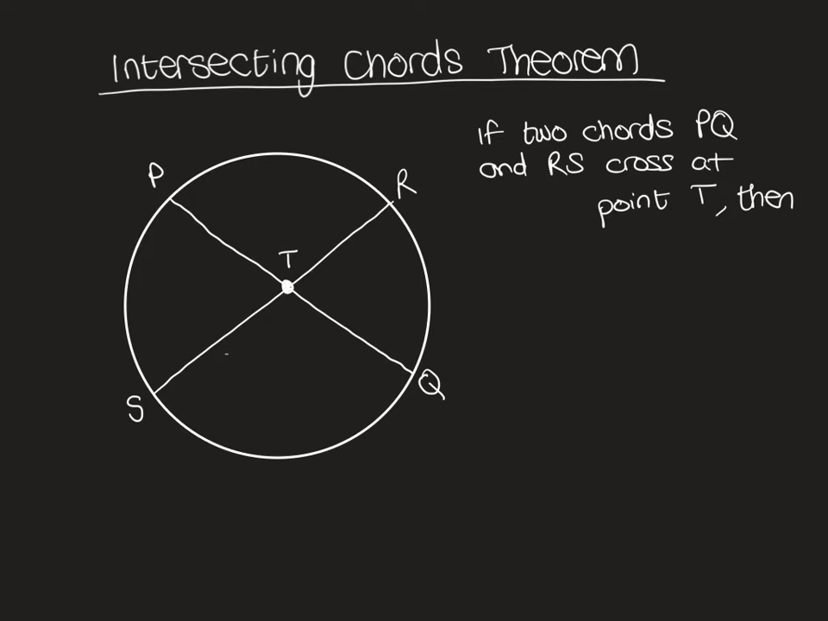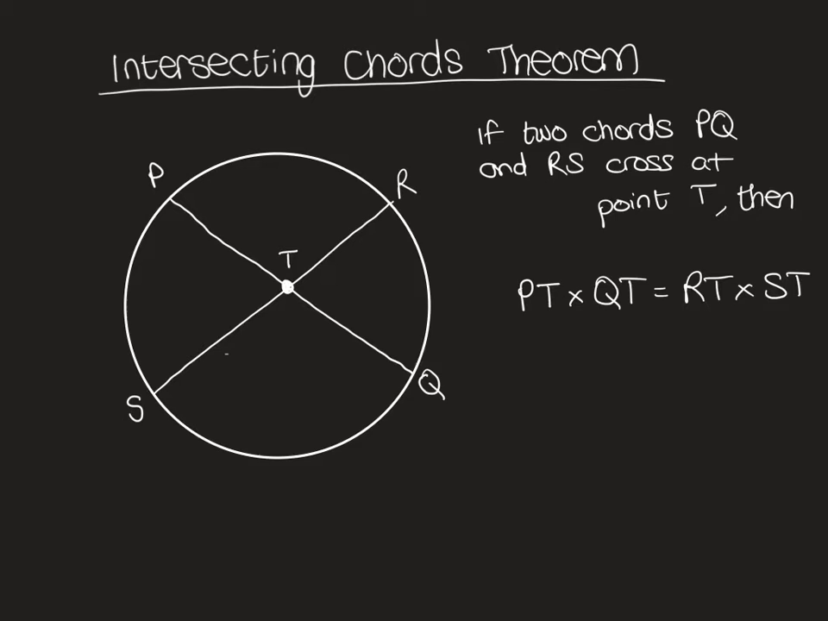then the intersecting chords theorem says that P to T times Q to T equals R to T times S to T. So each of those distances is a length. So the length from P to T multiplied by the length from Q to T is equal to the length from R to T times the length from S to T. And that's what the intersecting chords theorem says.